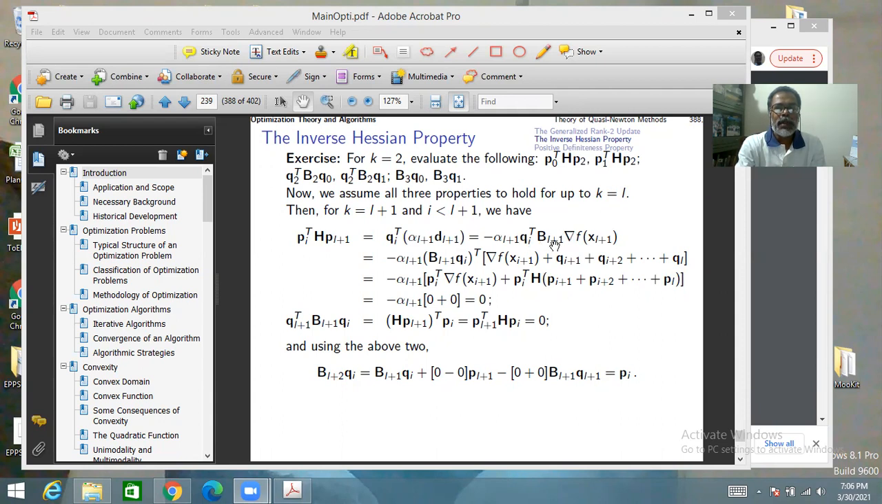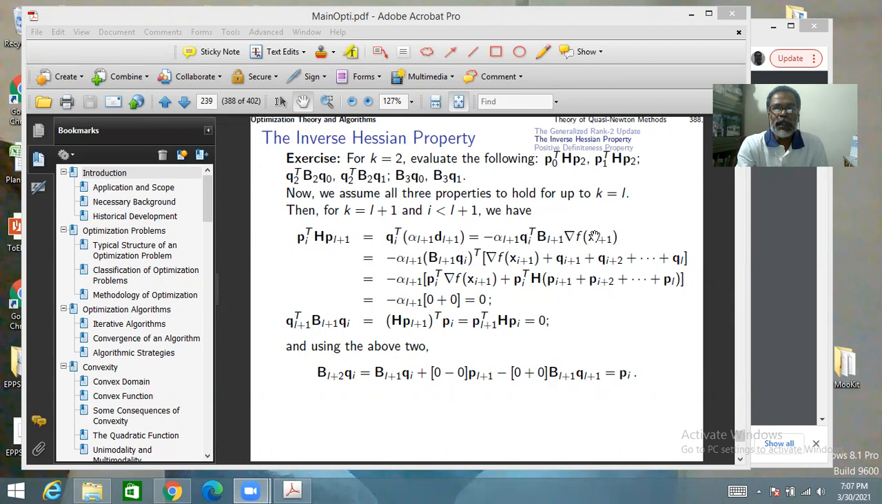In the next step, these two together are clubbed here, BL plus 1 Qi transpose. And this is actually known from the induction hypothesis to be equal to Pi. So that Pi transpose is here.